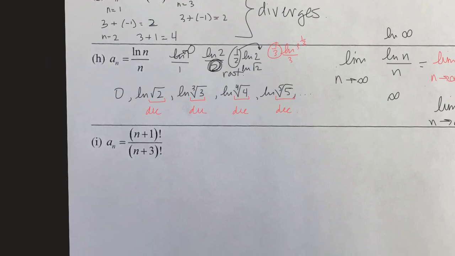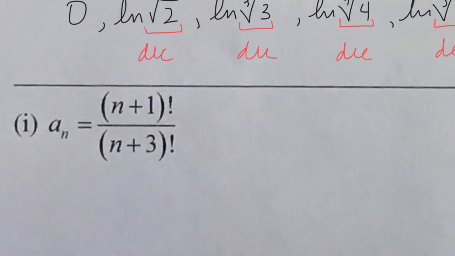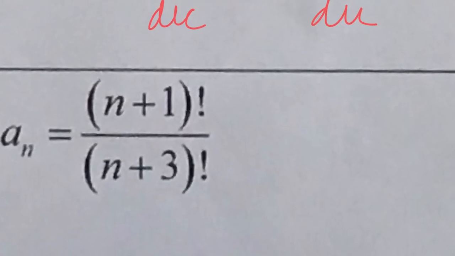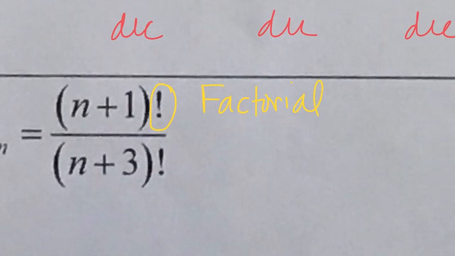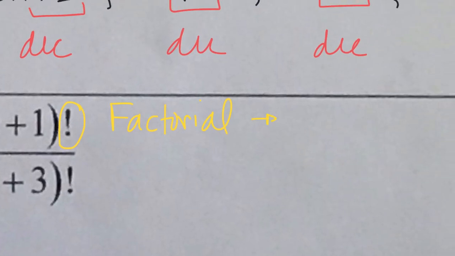Our last one is, oh, you know what this exclamation point means? I hope you've seen this exclamation point some other time in your life. No. This means factorial. It doesn't mean that this is a very exuberant problem. Factorial means multiply by all the numbers until you get to 1.